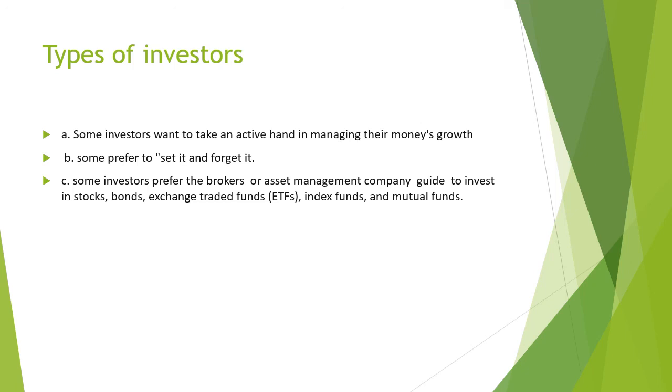So there are three types of investors. One type is the person who does the entire thing himself: investment, research, et cetera. The second is invest it and forget it. It's a very risky tendency, and I would say this is suitable for savings only, not for investment. And the third, these investors approach brokers and asset management companies. They are institutions with sound research and sound knowledge, and they guide investors in stocks, bonds, exchange traded funds, index funds, mutual funds, et cetera.